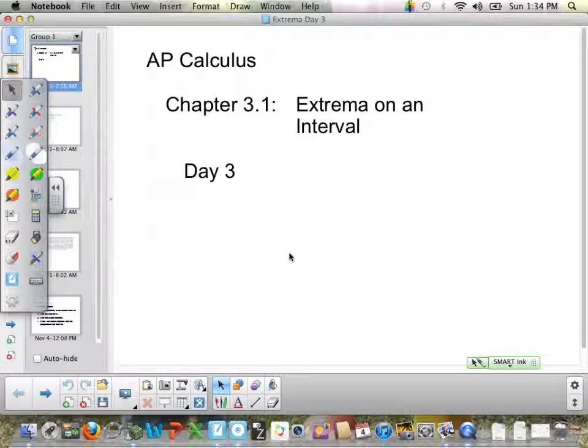Chapter 3.1, Extrema on an interval, day 3. We're going to do some more practice problems with extrema on an interval. No new information on this topic today.